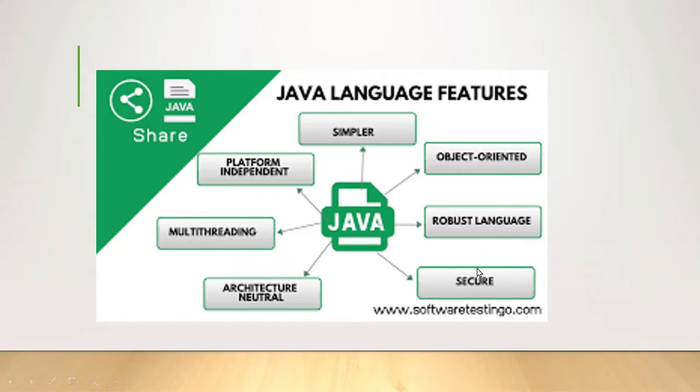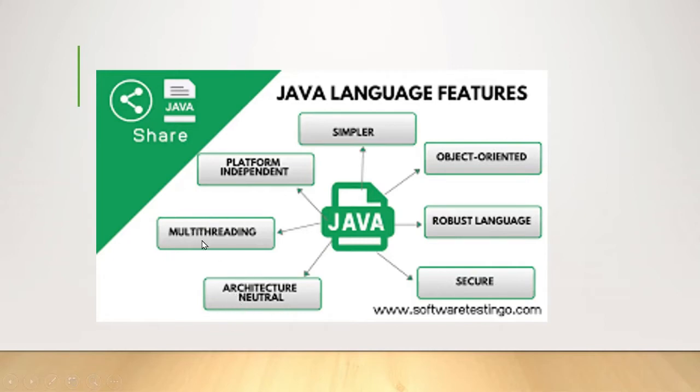It is a robust and secure language. Robust means it is very strong. It provides a good amount of security, because of which it has been used in banking applications. It is very difficult to break the code. Then architecture neutral. The memory management is very good in Java.